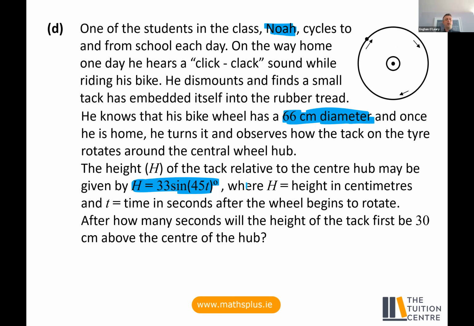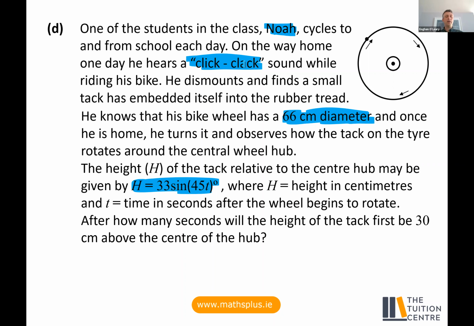So look, there's a lot of English in there. I often wonder if English wasn't your first language, would at times the papers be very difficult. You might be looking at click clack and wondering what does that mean. It doesn't mean anything particularly, does it? It's just that sound that the wheel might make as it's rolling along with something stuck in the tire.